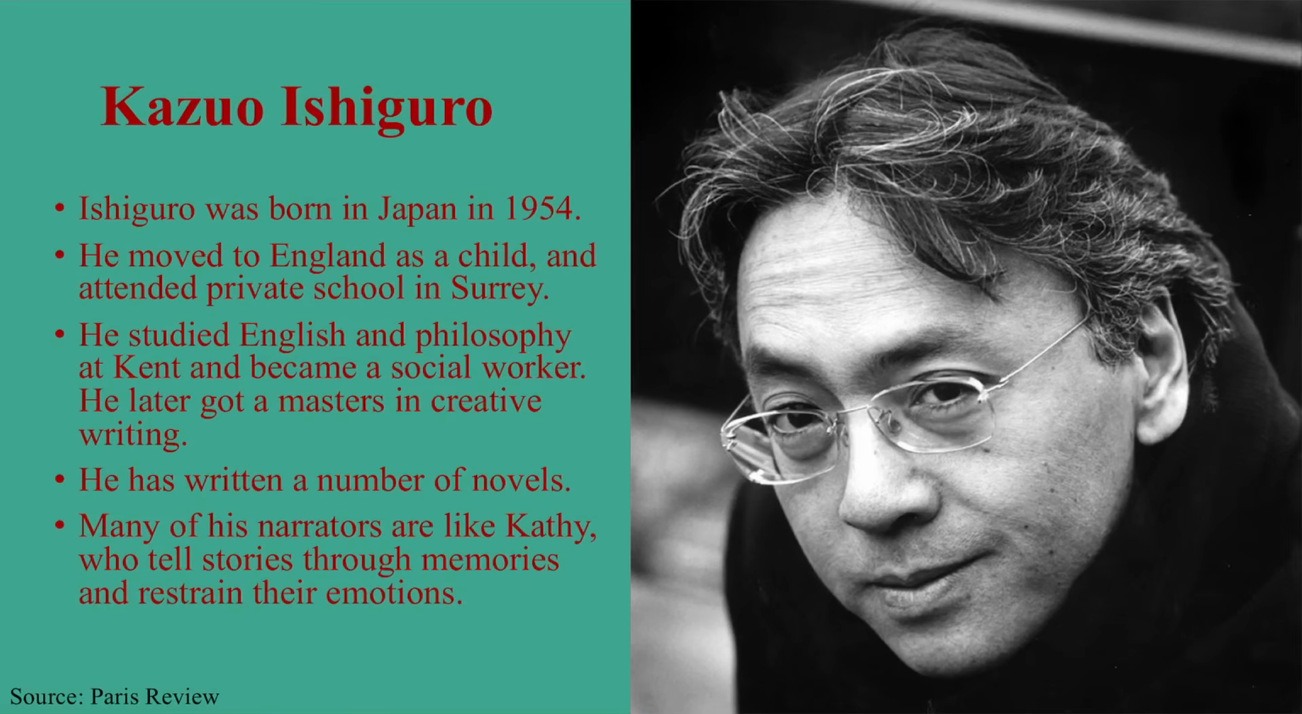So to begin, with respect to the context, the first is to understand a little about the author himself, Kazuo Ishiguro. He was born in Japan in 1954, however he moved to England as a child and studied in a private school in Surrey, and this element of a private school is reflected in the novel itself through Hailsham boarding school. Going back to Ishiguro himself, he studied English and philosophy at Kent University and later became a social worker, and then he went on to get a master's in creative writing, and he's written a number of novels.